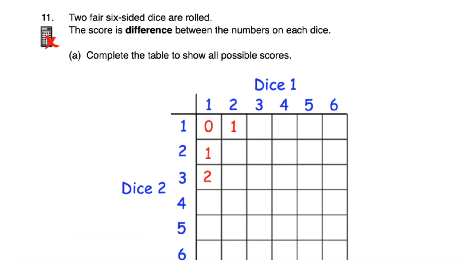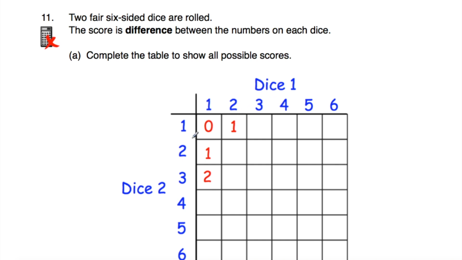Okay, so question number 11. Question number 11 says two fair six-sided dice are rolled, and the score is the difference between the numbers on the dice. So for instance, if we rolled a 1 and a 1, the difference between them is 0. If we rolled a 2 and a 1, the difference between them is equal to 1. So we're going to take away the scores on the dice.